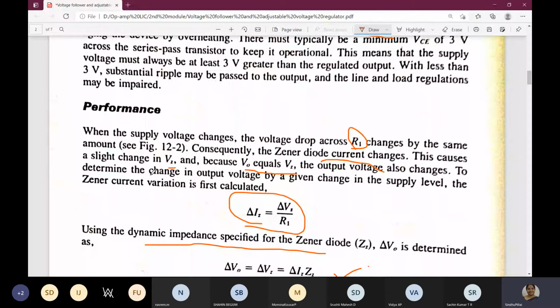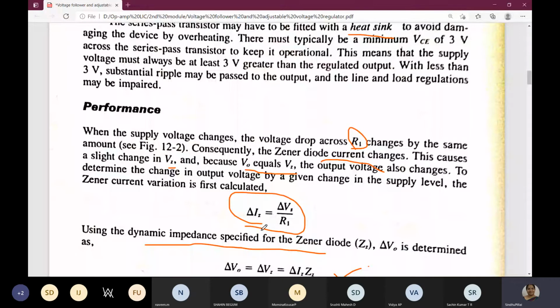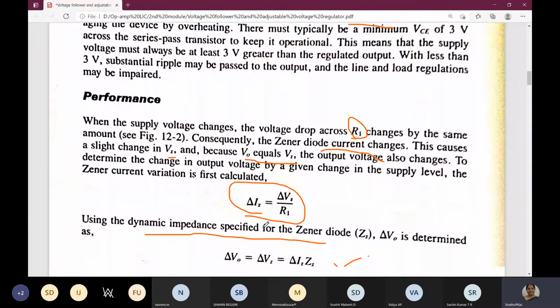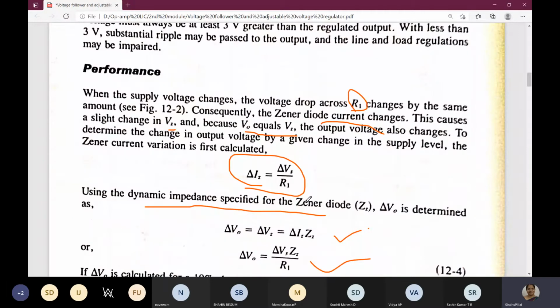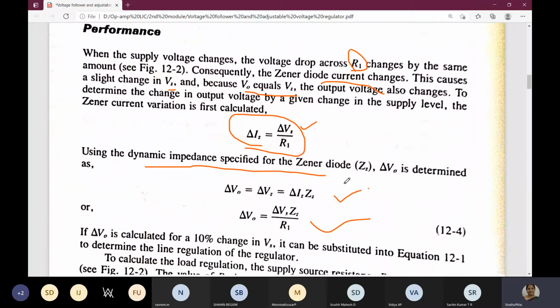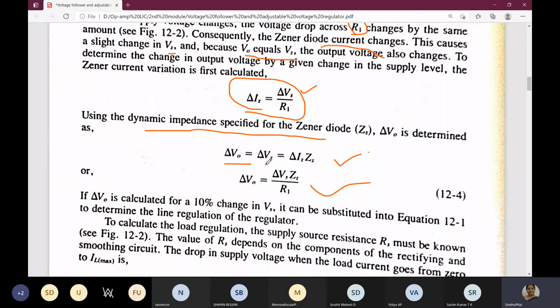So we'll go with the equations now. How to find out this Zener current? When I write delta Iz, it is the small Zener current. So delta Iz is nothing but the change in the supply voltage divided by our resistance R1. Get it? Next, we'll find out with the dynamic impedance of the Zener diode. So first, delta V0 is the output voltage change, and delta Vz is the voltage across the Zener diode. It is nothing but the Zener current and Zener impedance, that is delta Iz into Zz.